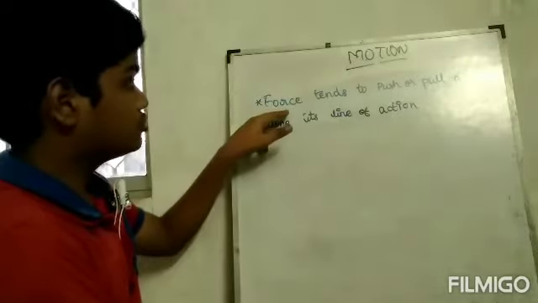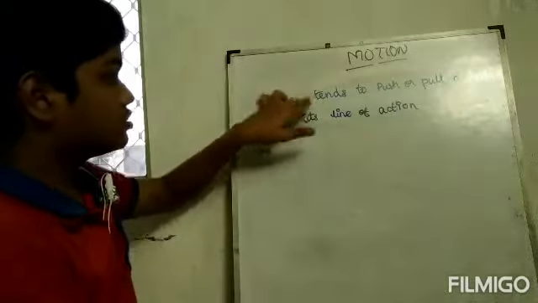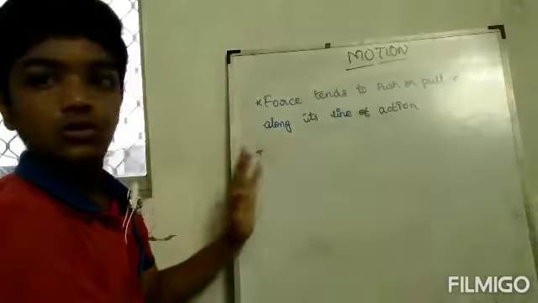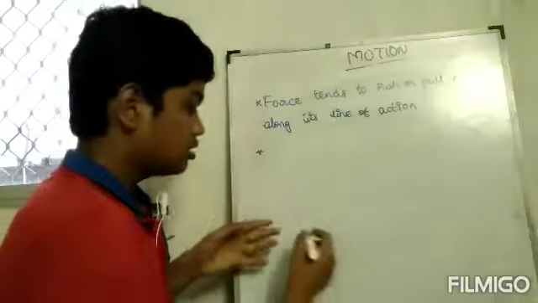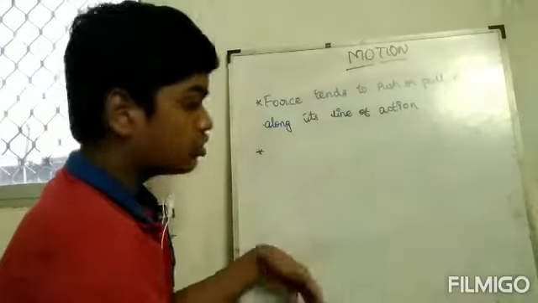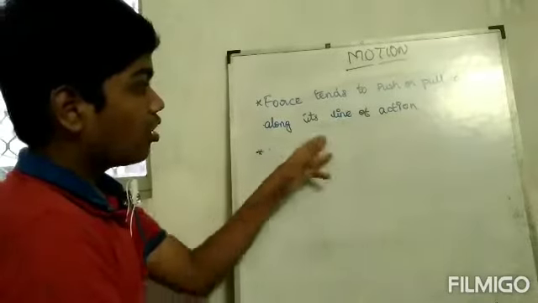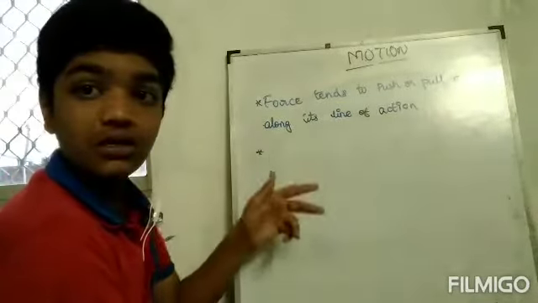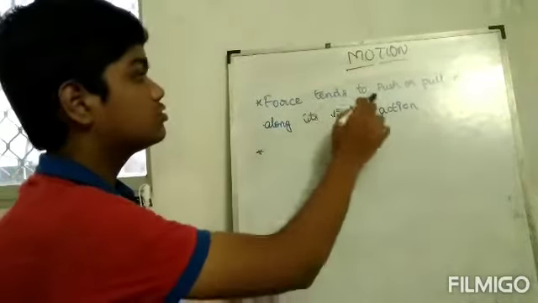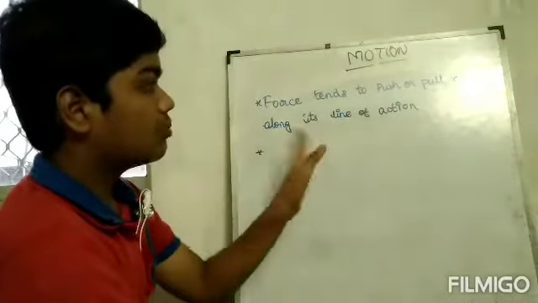Motion, force. Now we are going to see the definition of force. Force tends to push or pull a body along its line of action. Along its line of action means it pushes or pulls along its line of action. Force will also push or pull out of its line of action in rotational motion. We will see that later.